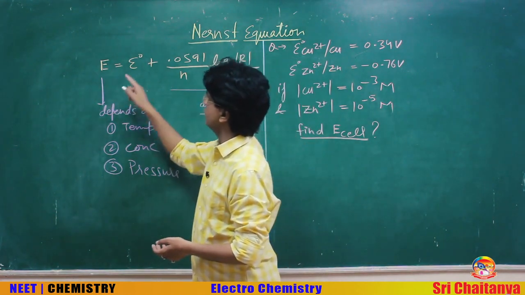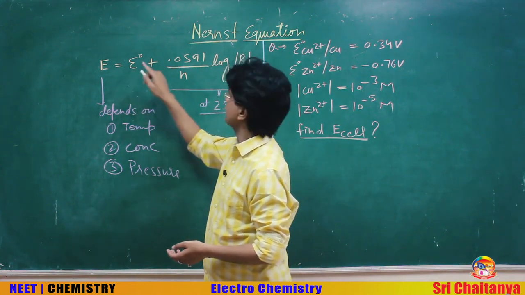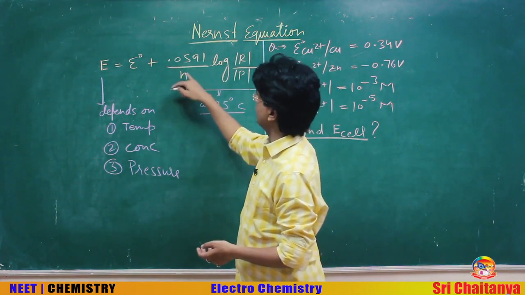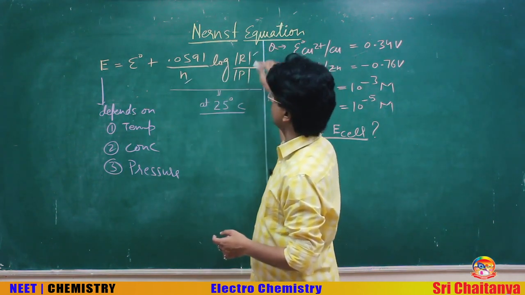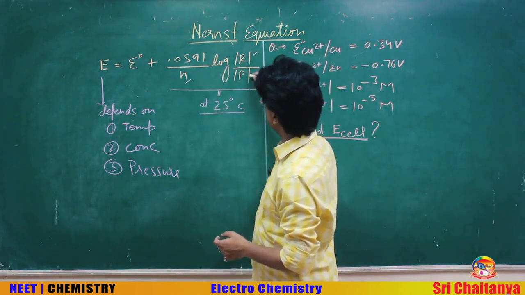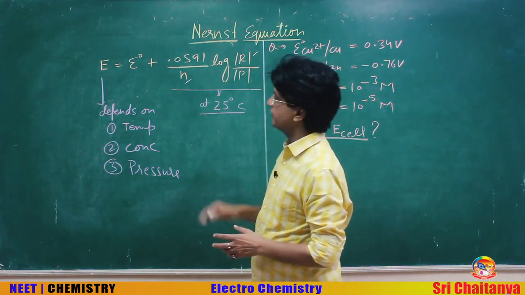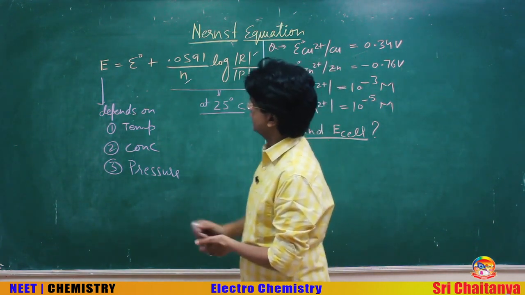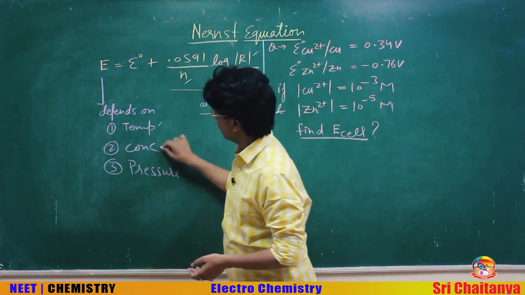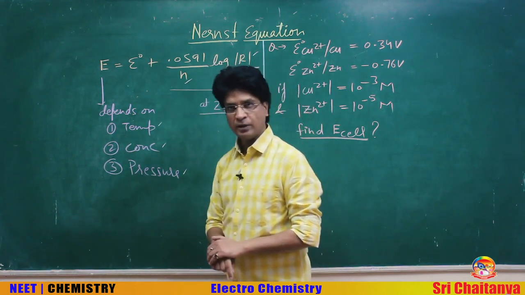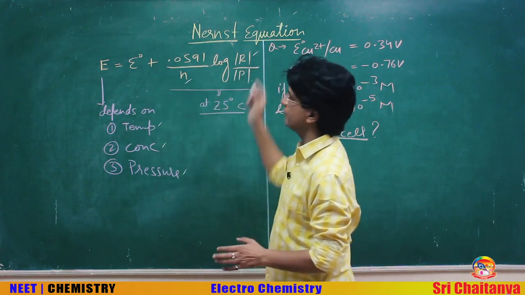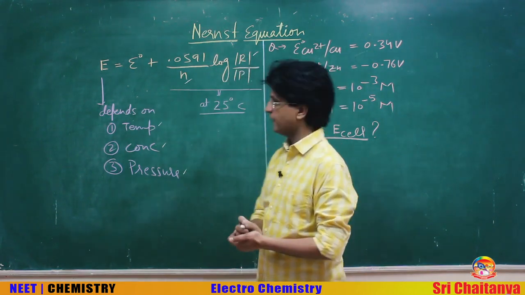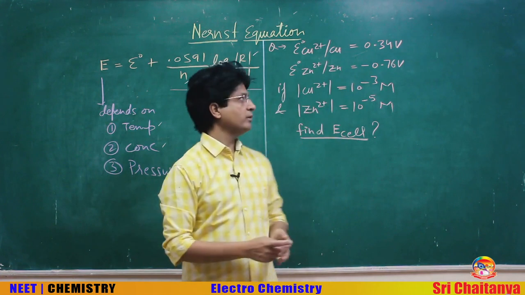So here E cell will be equal to E naught cell, standard, plus 0.0591 upon n, where n is the number of electrons transferred, log of reactant concentration to their respective powers upon product concentration to their respective powers. E cell depends on temperature, concentration and pressure. So this equation is valid at 25 degrees Celsius and at different concentration and pressure. So let's do a question based on that.